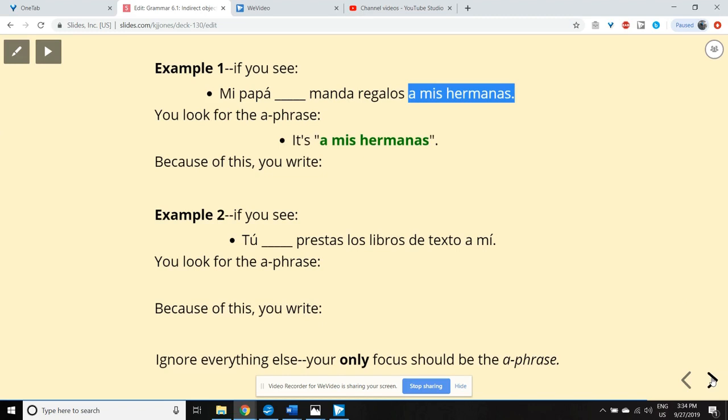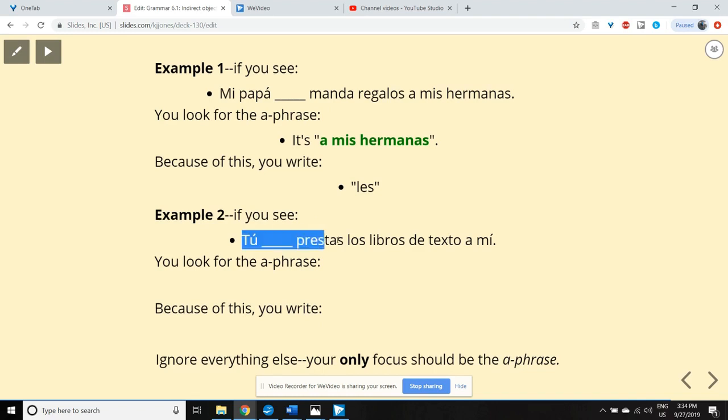What did we just say? When we have a plus a plural noun, we need the third person plural indirect object pronoun les, and that's what you write. Papá has nothing to do with it. Manda has nothing to do with it. Only this phrase is controlling your choice of indirect object pronoun. Truly. All right, let's look at another example.